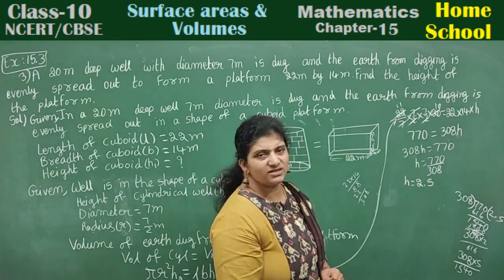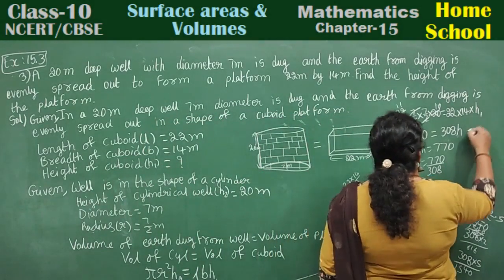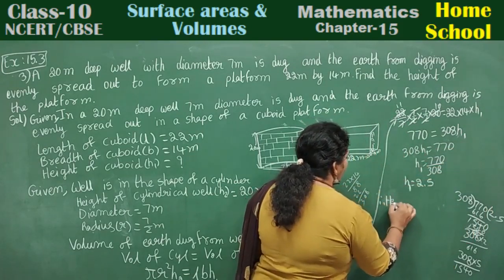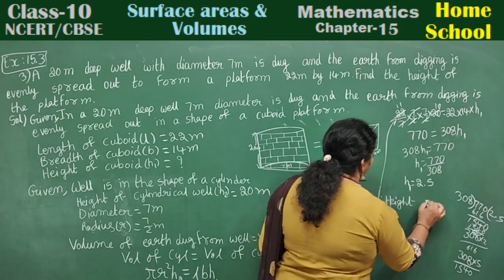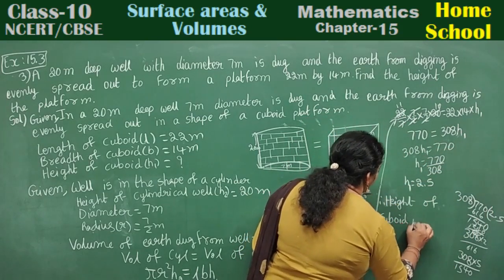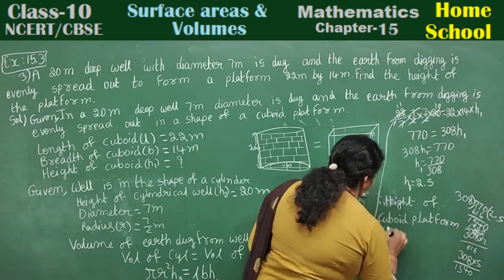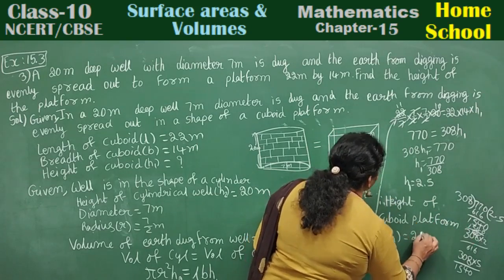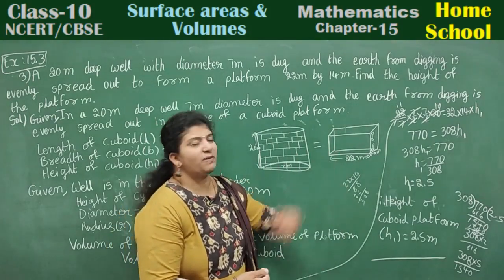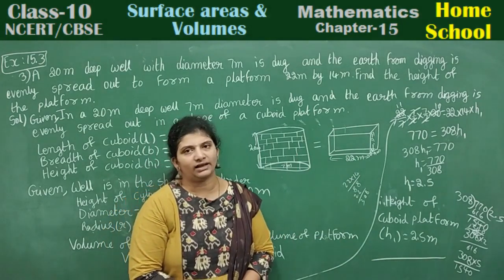What is this H? H actually is H1. You take H1 only here. Therefore, height of cuboid platform H1 is equal to 2.5 meters. What is the height of this platform? 2.5 meters. This is the only one we need to calculate.